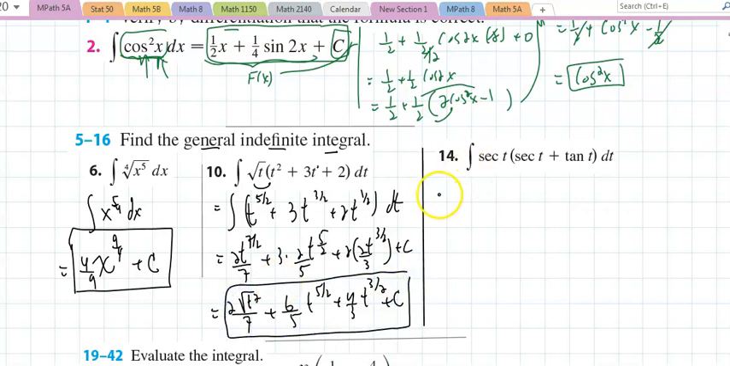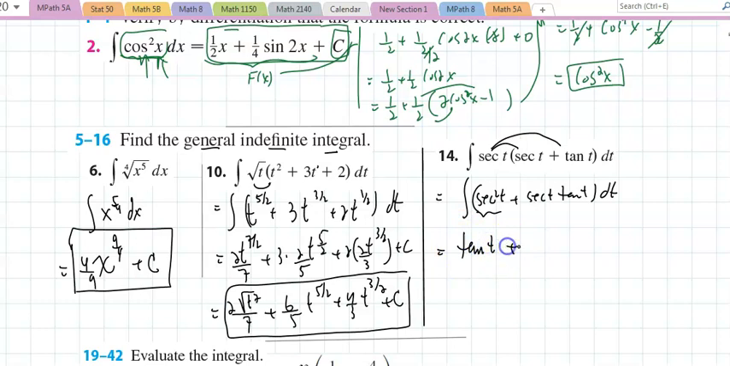Here, if I'm looking at this, I'm trying to figure out how that works. Well, this is the integral of, and let's see, isn't that secant squared of t plus secant of t tan of t? What do you take a derivative of to get secant squared? Isn't derivative of tangent secant squared. What do you take a derivative of to get secant tangent?